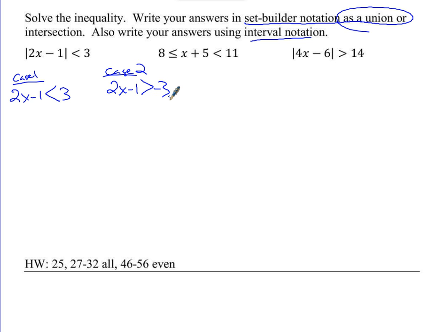And then we can also squeeze a word in there. This is an absolute value inequality. It says less than. It's an and statement. So I'm going to write the word and here for now. Okay, solve case 1. What do we do? Add 1 to both sides. 2x is less than 4. Now what? How about divide both sides by 2? X is less than 2.